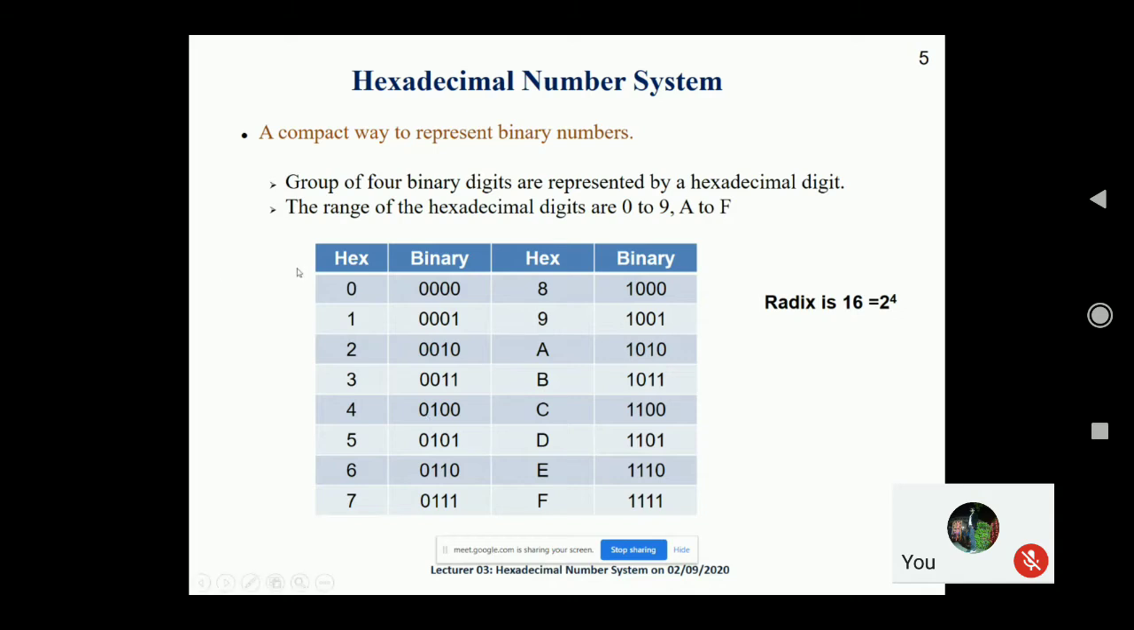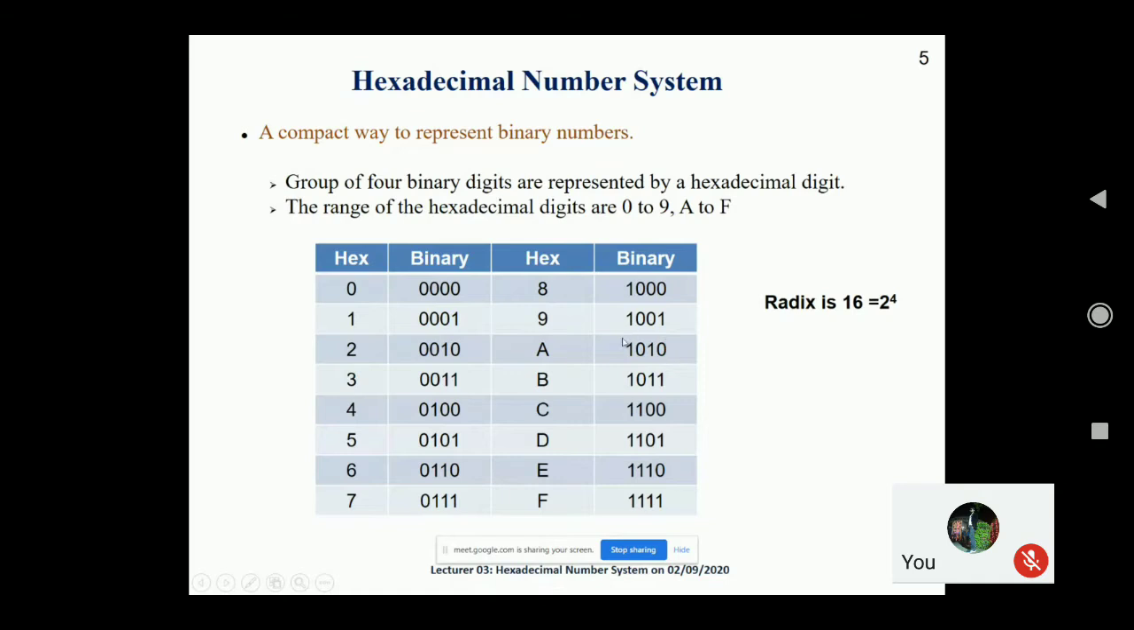See here, hexadecimal 0 is binary 0, and each is a group of 4 bits. So 0 is 0000, 1 is 0001, 2 is 0010, 3 is 0011, and A is represented by 1010.